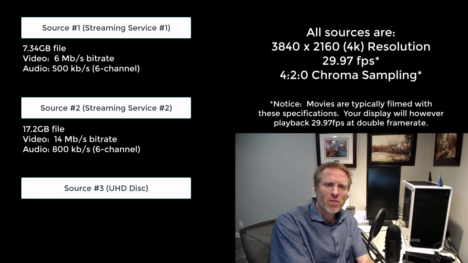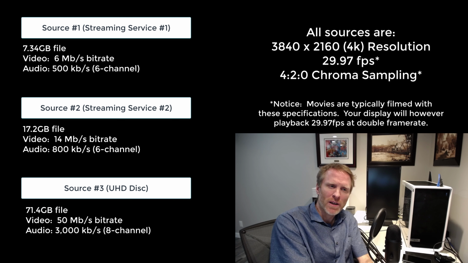Now, what about source 3? Source 3 is a whopping 71.4 gigabytes. It's sourced from an Ultra HD disc. The video is said to have a bit rate of 50 megabits per second, and the audio is 8 channels with 3000 kilobits per second bit rate.